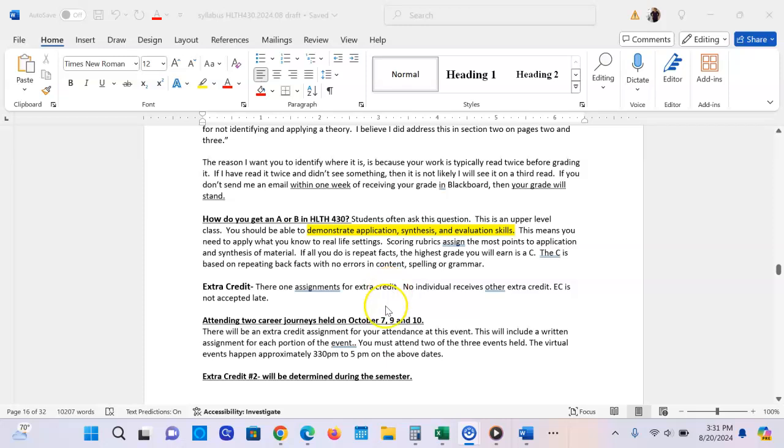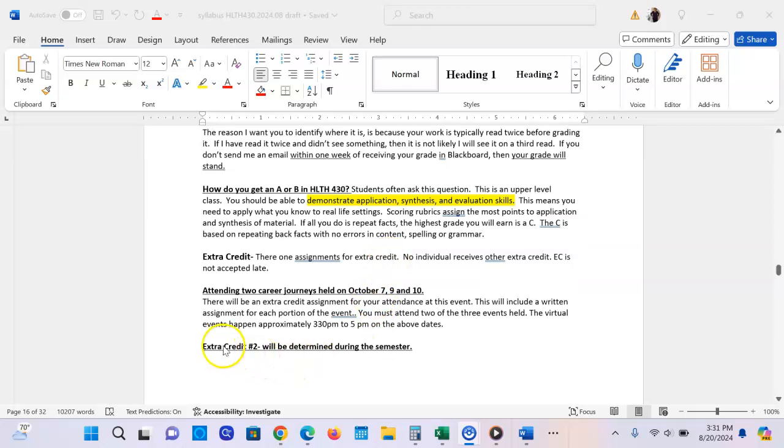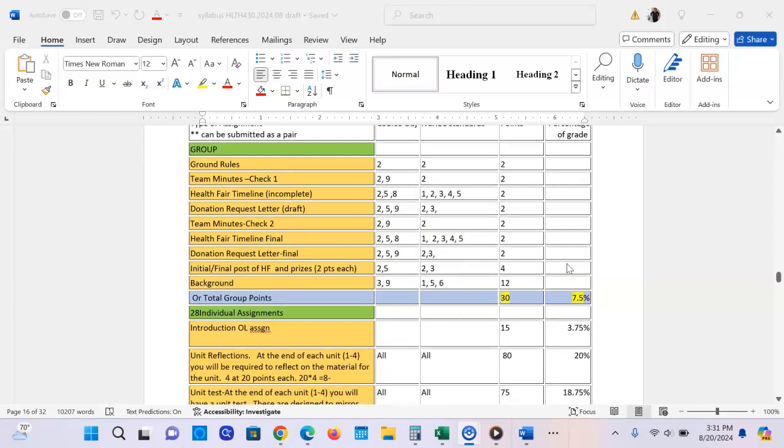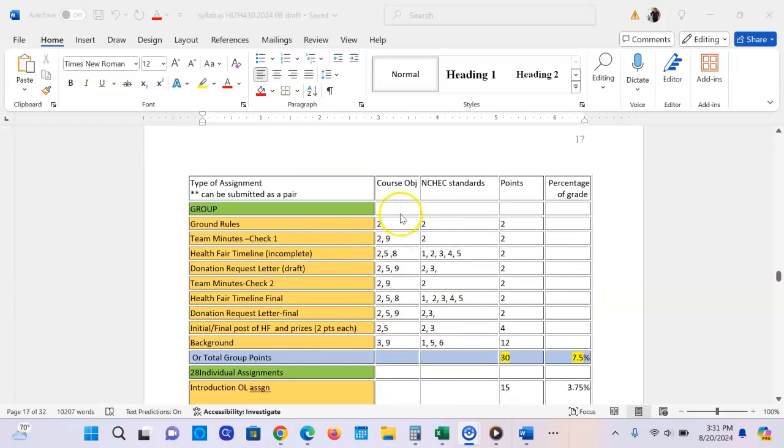There's one extra credit assignment here that will definitely happen and we can talk about in class. And there will be a second one, but that cannot be determined until we're working through the semester. This chart shows you what the assignments are, what objectives are covered, what areas of responsibility are covered, and how many points each thing is.